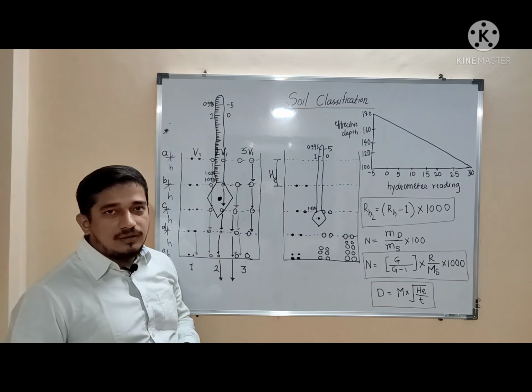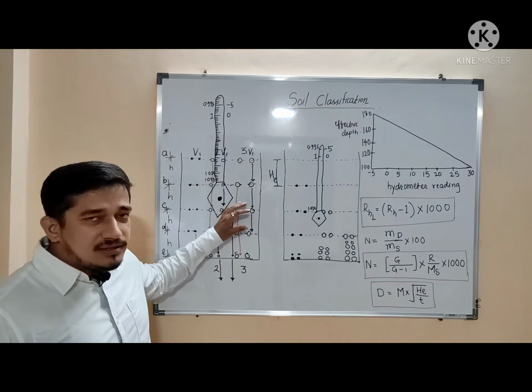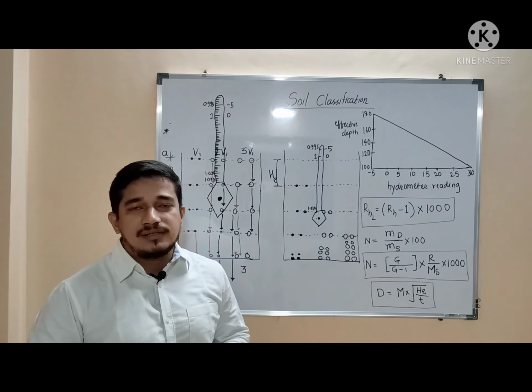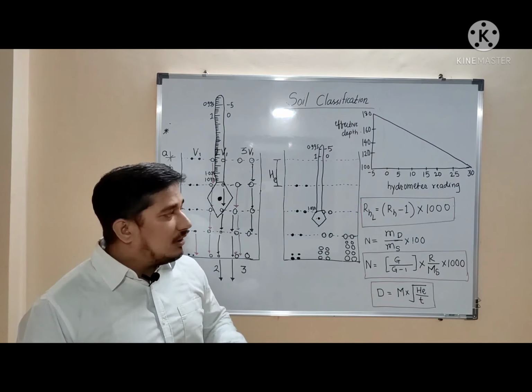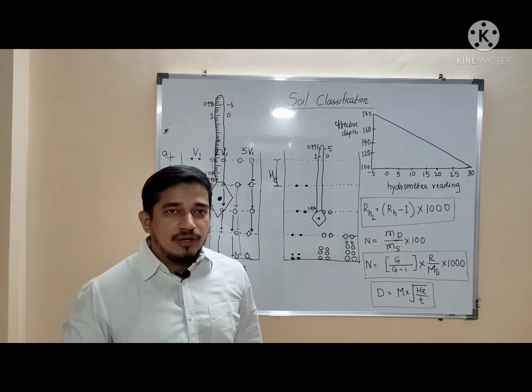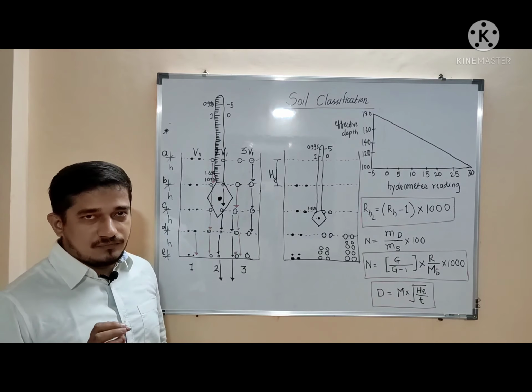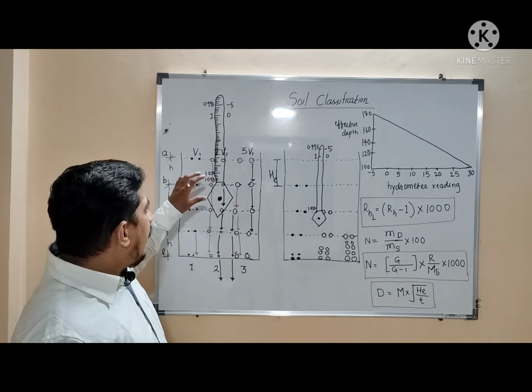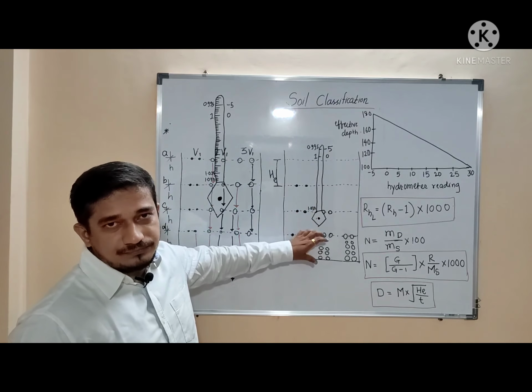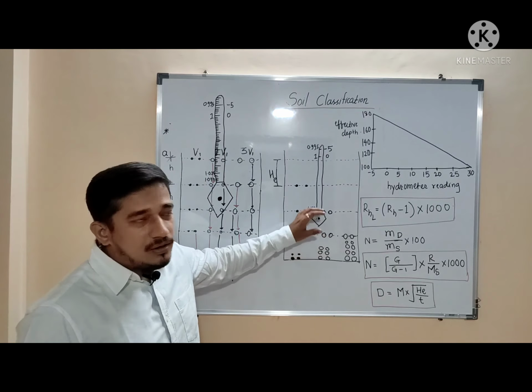As the sedimentation progresses, the particles which have larger particle size will settle down. As they settle down, the specific gravity of the liquid at the level of the bulb will decrease. As the specific gravity of that liquid decreases at the bulb level, the hydrometer will sink down, and it will show a decreasing reading at the free surface of the soil suspension.